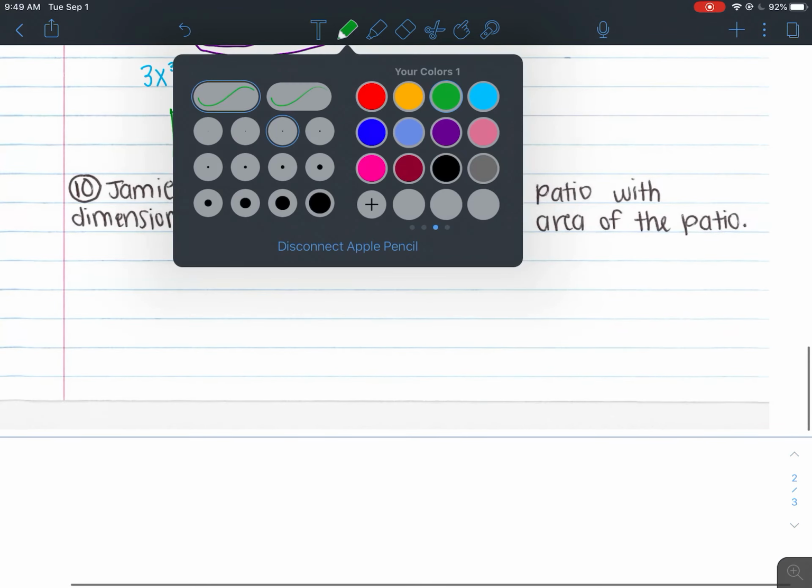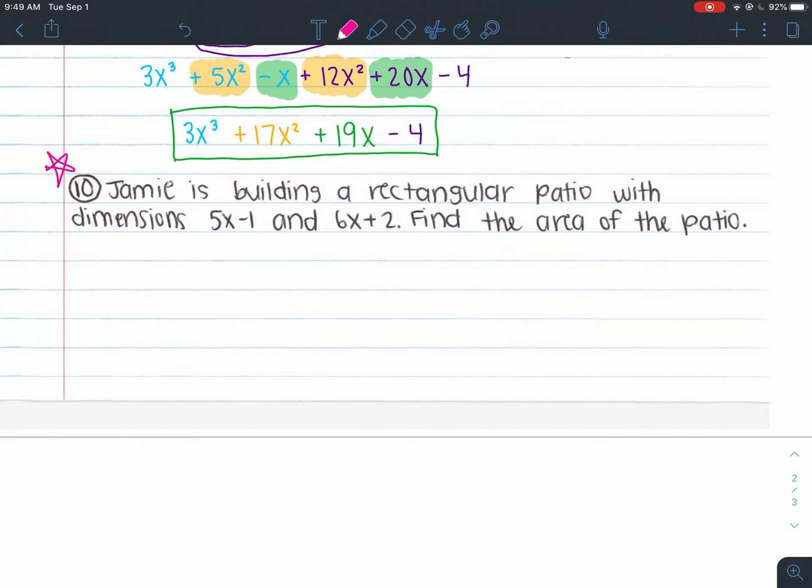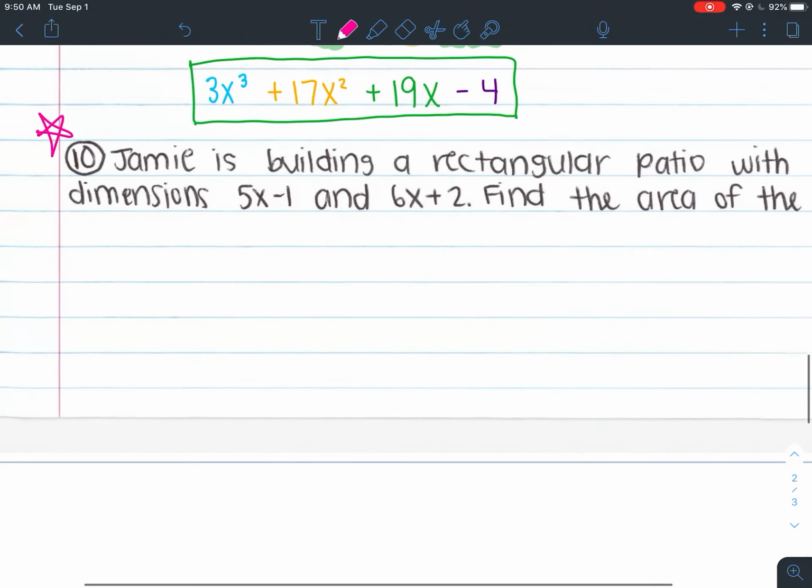All right, now number 10 is super important, so you want to make sure you're super aware on how to do number 10. Okay, so Jamie is building a rectangular patio with dimensions 5x minus 1 and 6x plus 2. Find the area of the patio.